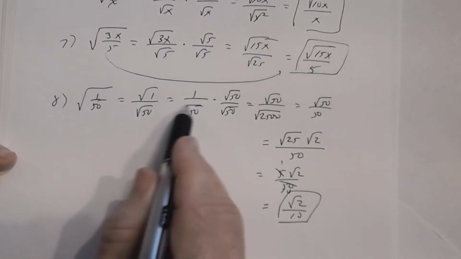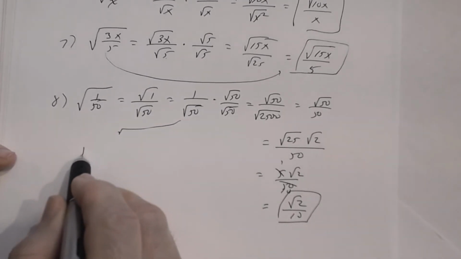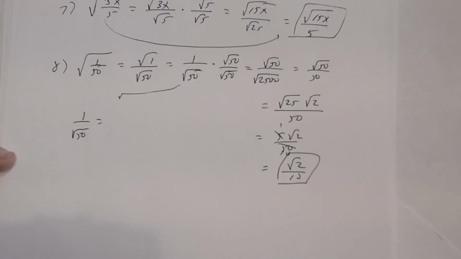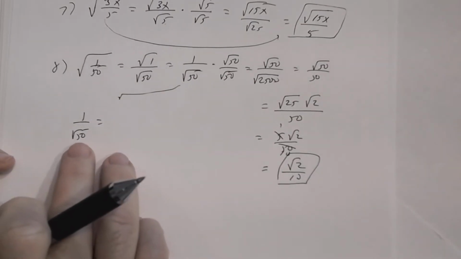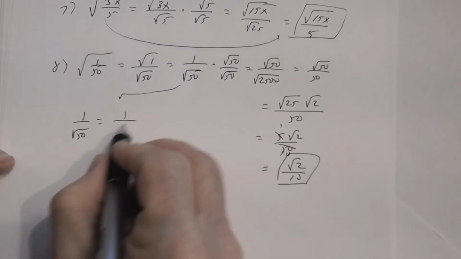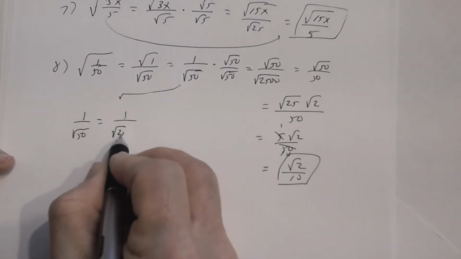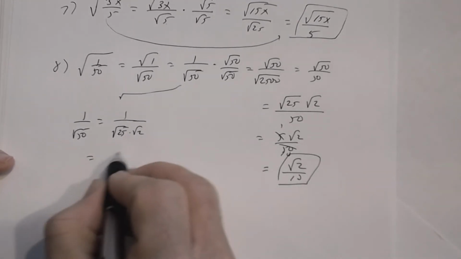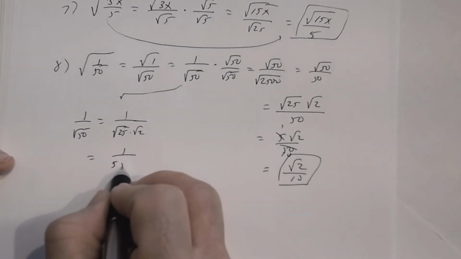So I'm going to go ahead and write this one. So we have 1 divided by the square root of 50. Now if I simplify the denominator right now, that would be 1 divided by the square root of 25 times the square root of 2, right? And so that'll be 1 divided by 5 square root of 2.